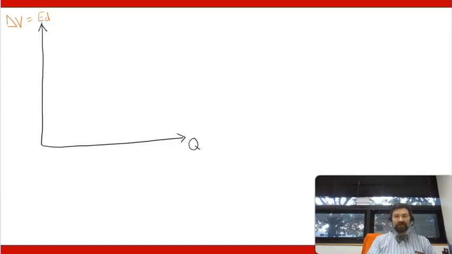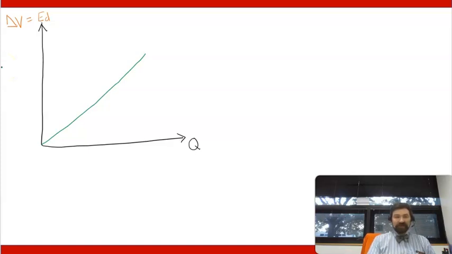And if I were to plot these two things versus each other, what I'd end up getting is basically some sort of a straight line like this. All right, and now what I want to know is how much work has been done by this system.